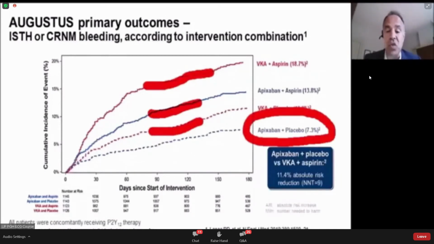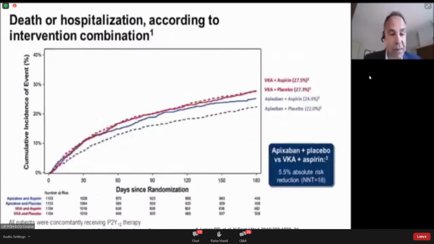And so patients who were on clopidogrel, who maintained apixaban, but had their aspirin essentially effectively stopped by receiving an aspirin placebo, they far and away had the lowest major or clinically relevant non-major bleeding event rate.